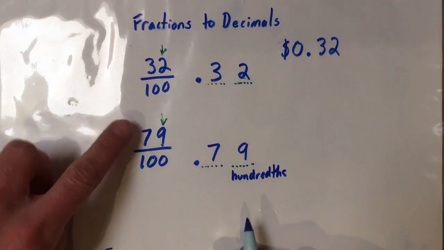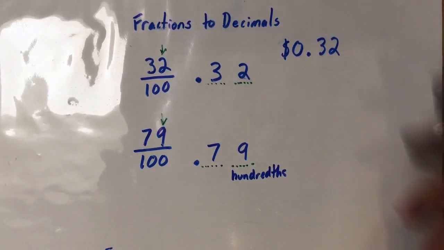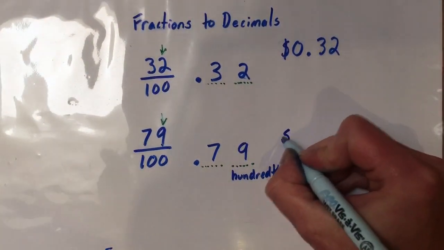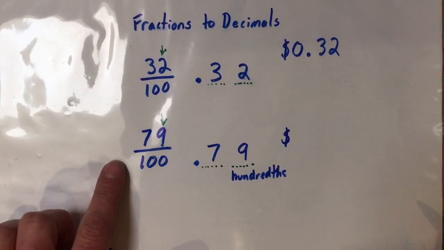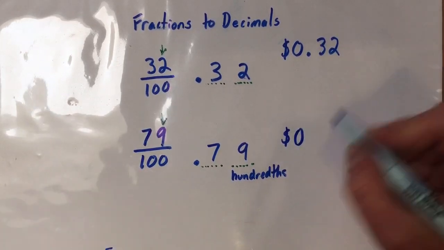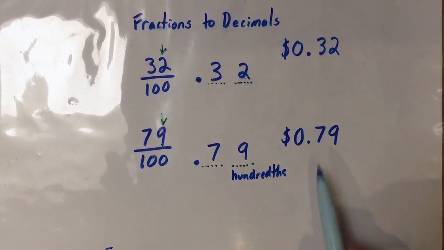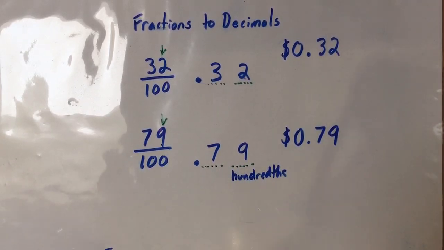79 hundredths. If you wanted to write it as money, it would be $. Do I have any dollars? No, I do not. I have 79 pennies, and it should look the same as that one.